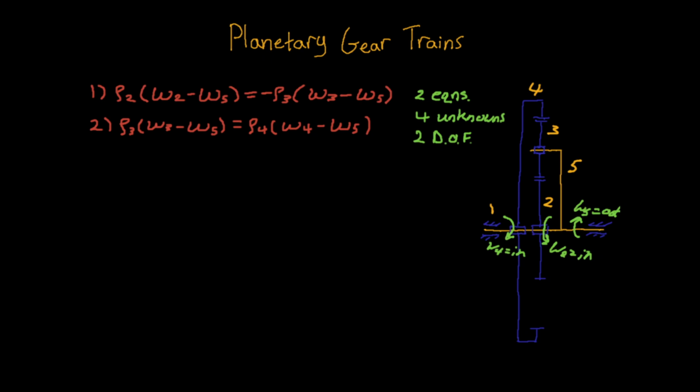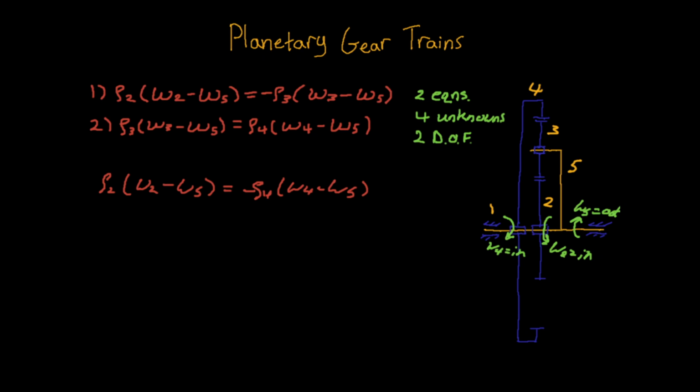In this case, we're not going to solve for a gear ratio because we don't have a single output to divide by a single input. Instead, we have 2 inputs and 1 output. So what we are going to do is solve for the output as a function of the 2 inputs. So we'll combine the equations and get rho 2 times omega 2 minus omega 5 is equal to minus rho 4 times omega 4 minus omega 5.